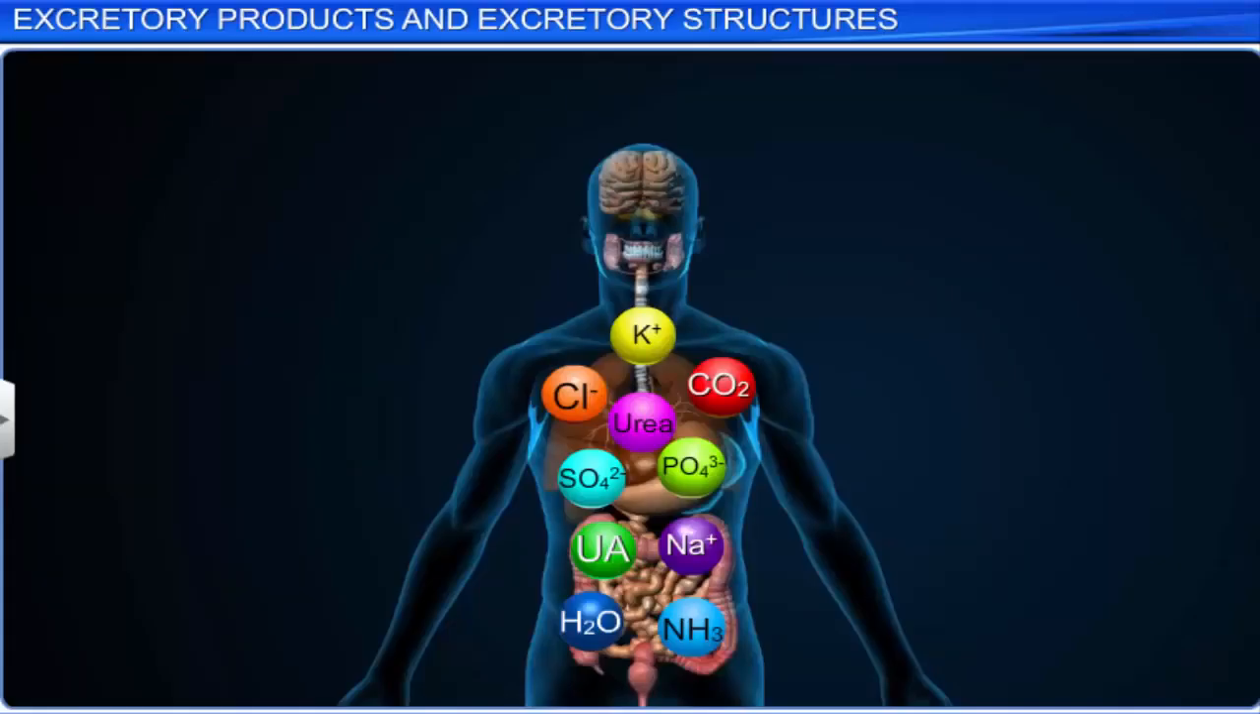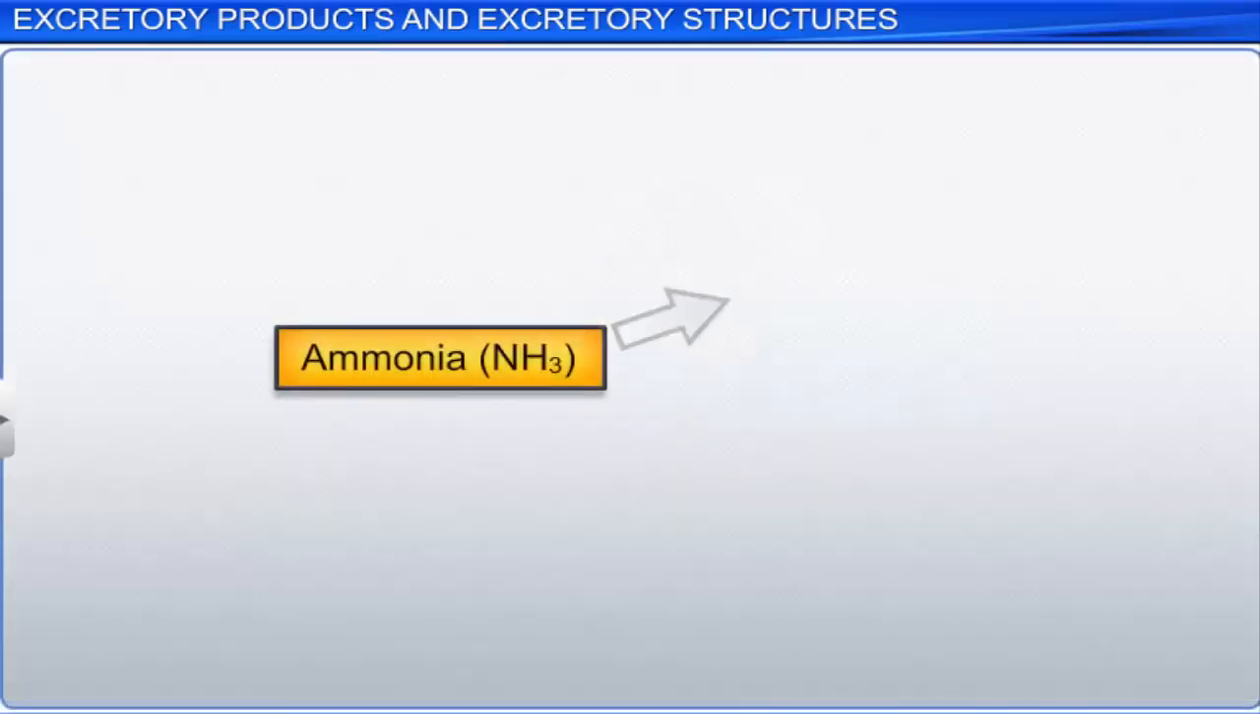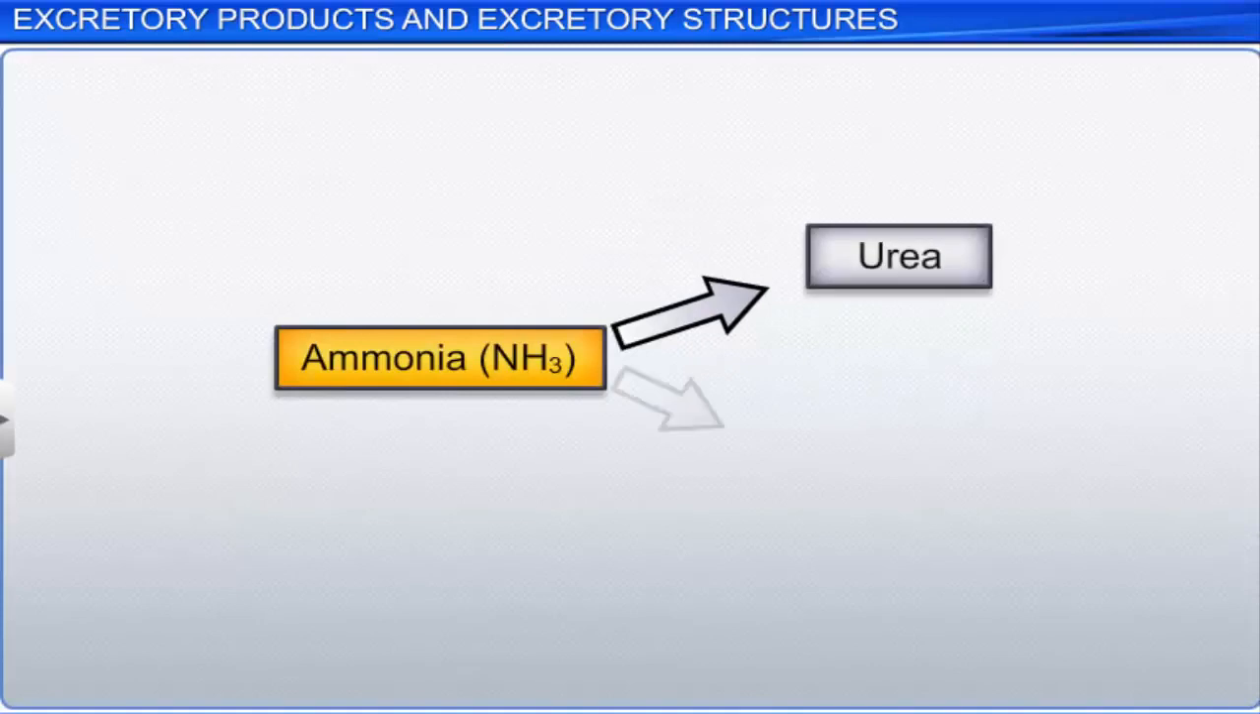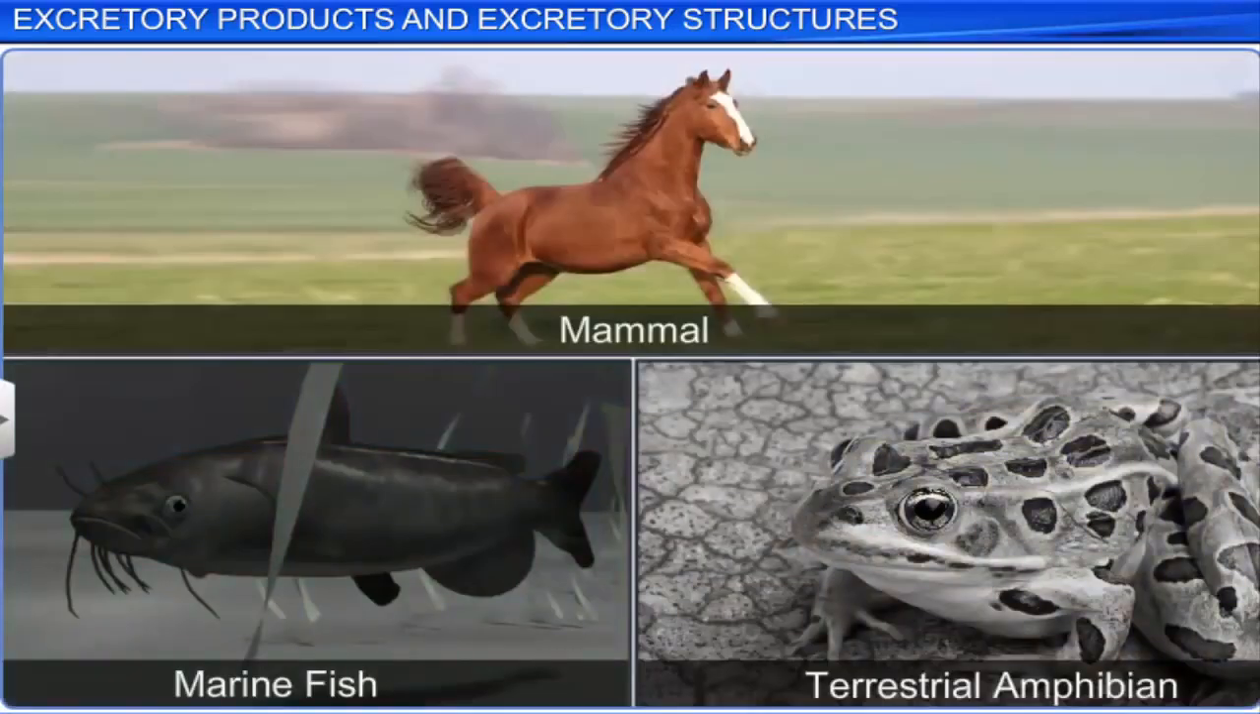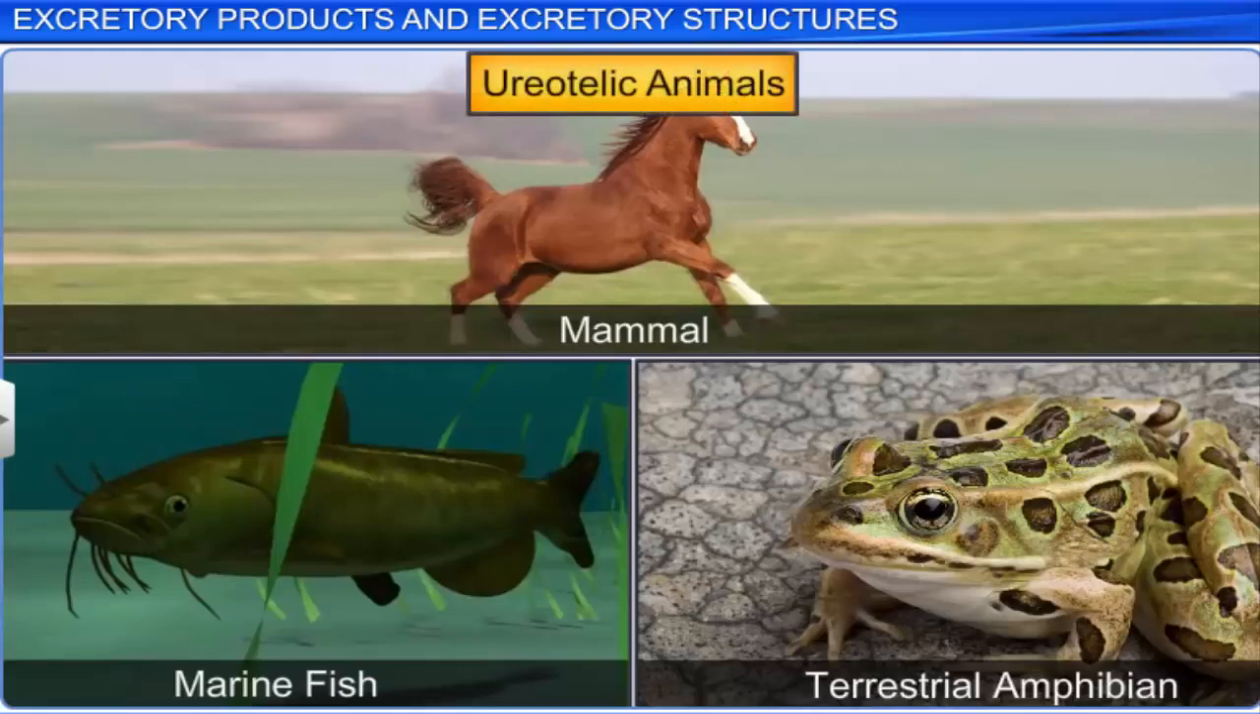As excretion of ammonia requires a lot of water, terrestrial animals have evolved a mechanism to convert ammonia into less toxic forms of urea and uric acid, which help conserve water. Mammals, including humans, and many marine fish and terrestrial amphibians excrete urea. Excretion of nitrogenous wastes in the form of urea is called ureotelism, and such animals are called ureotelic animals.